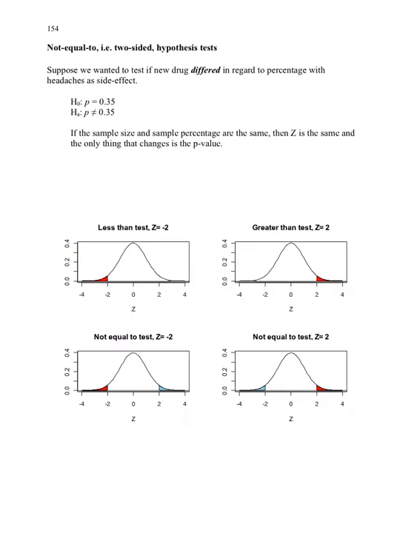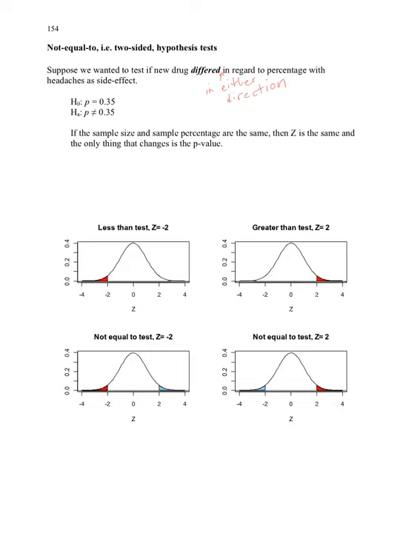So on page 54, it talks about how we would actually calculate p-values if we had a two-sided test. Suppose we wanted to test if the new drug differed with regard to the percentage that have headaches as a side effect. Perhaps this new drug is different in some other way, and they want to check, is it going to increase them or decrease them? In that case, you would do a not equal to test.